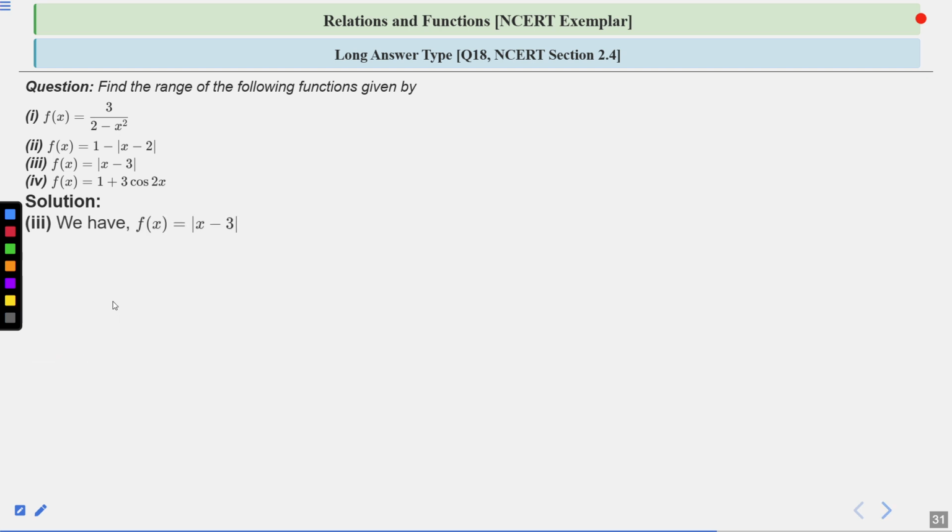Now for the third, f(x) is absolute of x minus 3. We know that absolute of x minus 3 is always greater than or equal to 0. This implies this is your f(x), which is your output, is always greater than or equal to 0. So the range of f is simply all non-negative real numbers, or the interval closed at 0 and open at infinity.